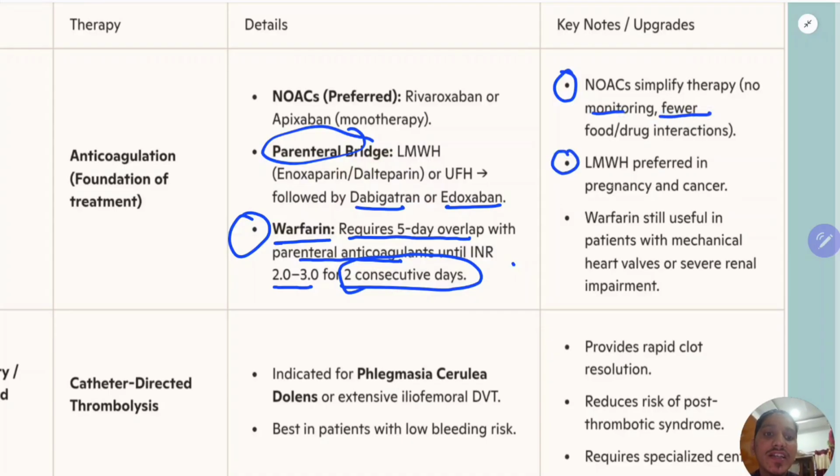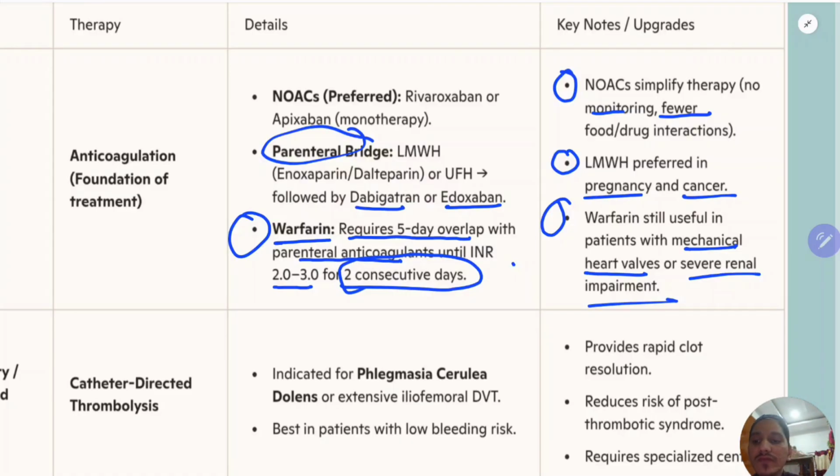Low molecular weight heparin is preferred in pregnancy because it does not cross the placenta, and also in cancer patients it is preferred. Pregnancy and cancer, LMWH is preferred. Warfarin is still useful in patients with mechanical heart valves or severe renal impairment. So in patients with mechanical heart valves or severe renal impairment, you prefer warfarin. Low molecular weight heparin you will prefer in pregnancy and cancer patients.